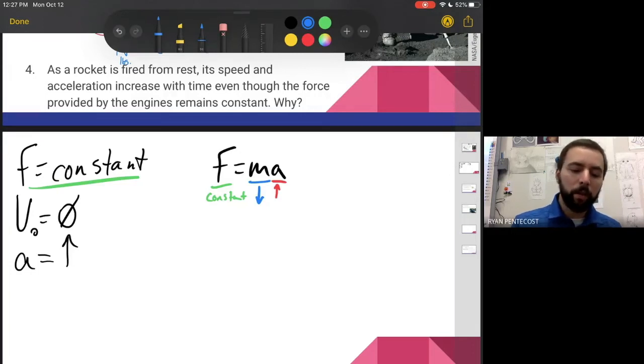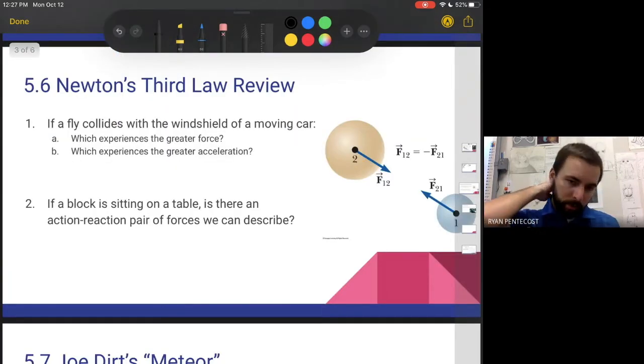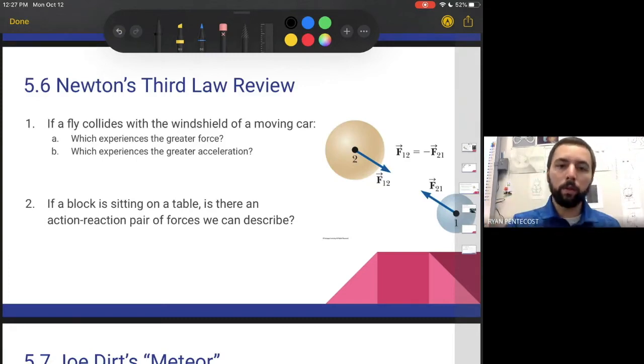And that's not an uncommon scenario where acceleration must increase, so mass must decrease, or if mass is increasing, the acceleration will start to decrease. All right, so that was it for the second law. Let's go to Newton's third law.